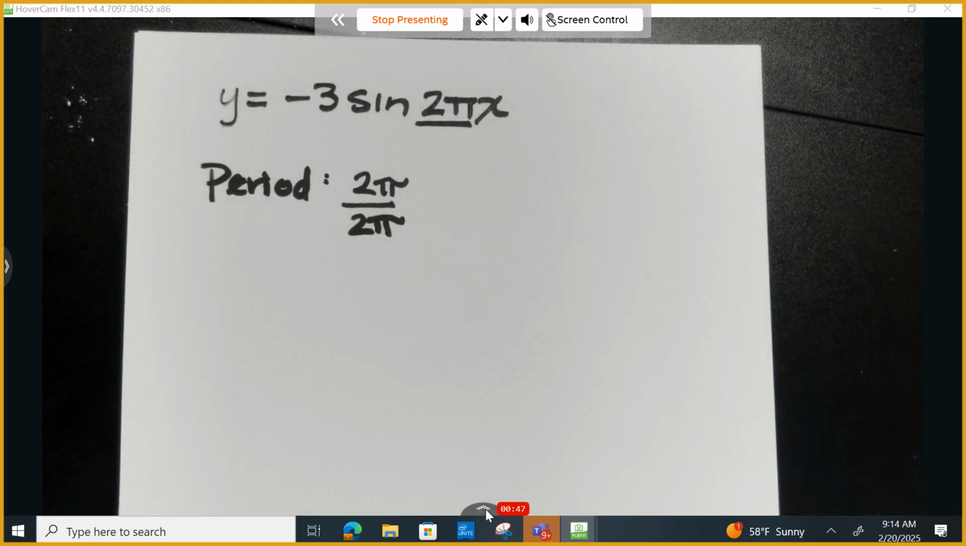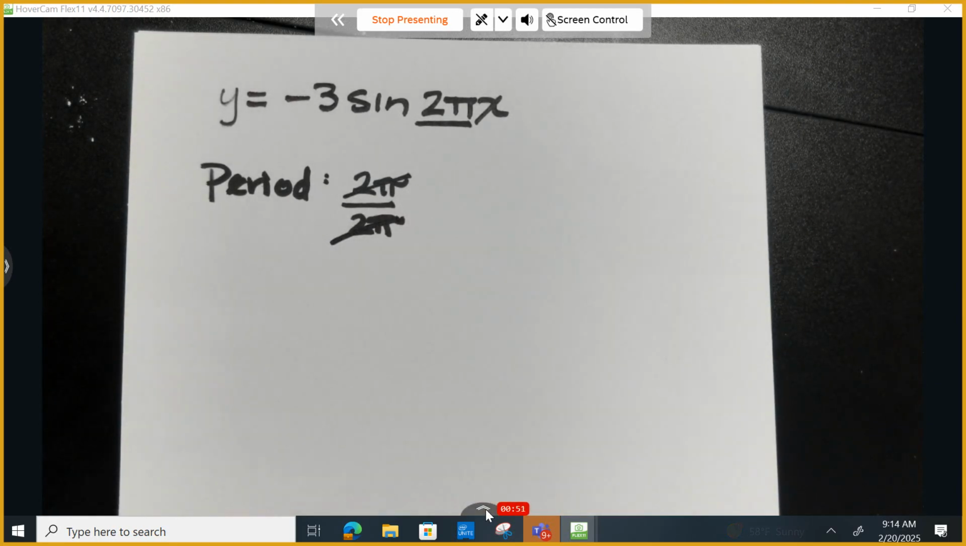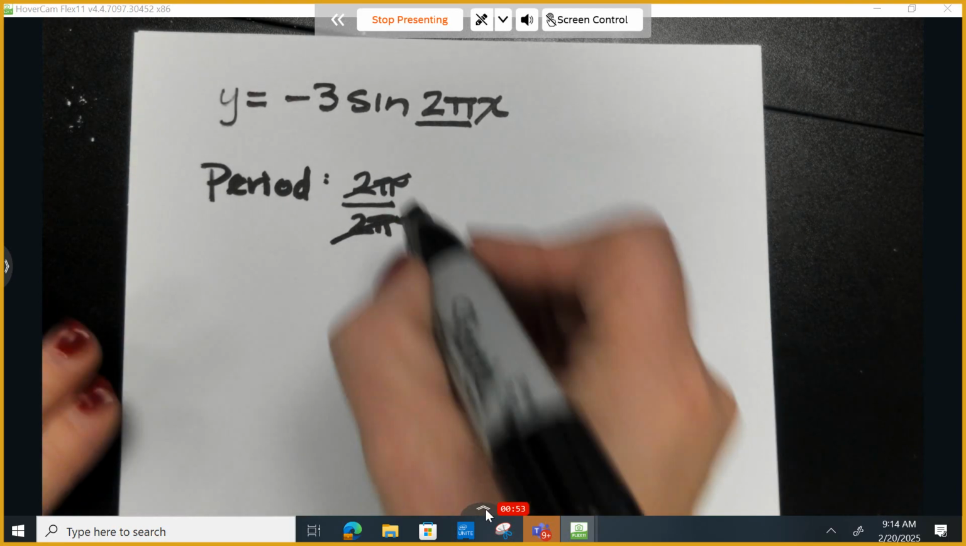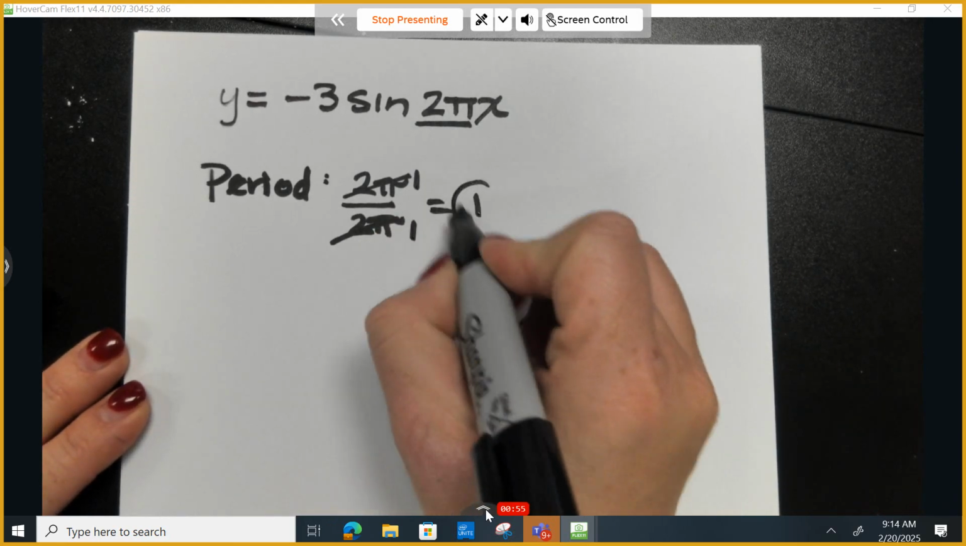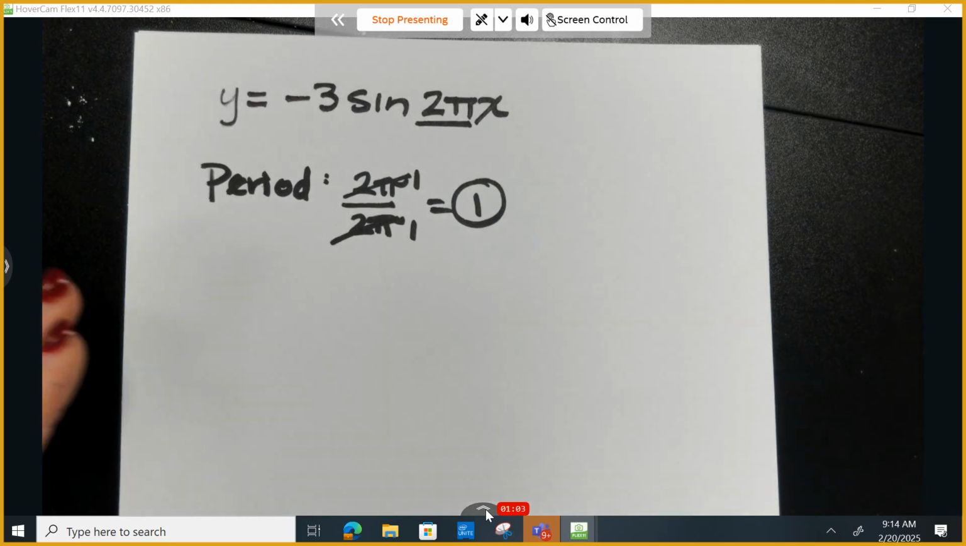When I take 2 pi and divide it by 2 pi, a lot of you use this mathematical term wrong, but you say they cancel out. Really, they reduce down to 1. So we know that one cycle, or 4 steps, the length of it horizontally is a distance of 1.